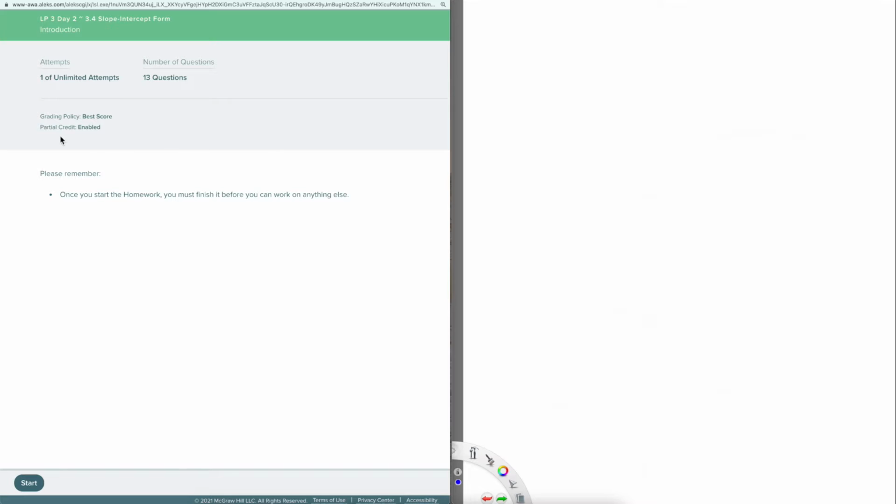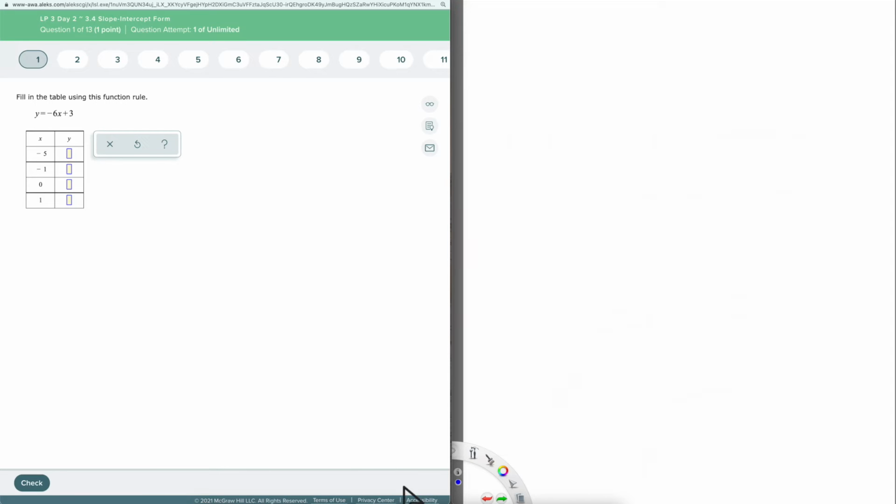Grading policy is best score. So that means whichever attempt is the best one is the one you get to keep. Partial credit is enabled, so if you answer one of the 13 questions, you get credit for that one question. This last part here just says, please remember once you start your homework, you must finish it before you can work on anything else. So once we click Start here, on the bottom right-hand corner of your screen, you should see a Submit Assignment button. You always click Submit Assignment when you're ready to leave the screen.